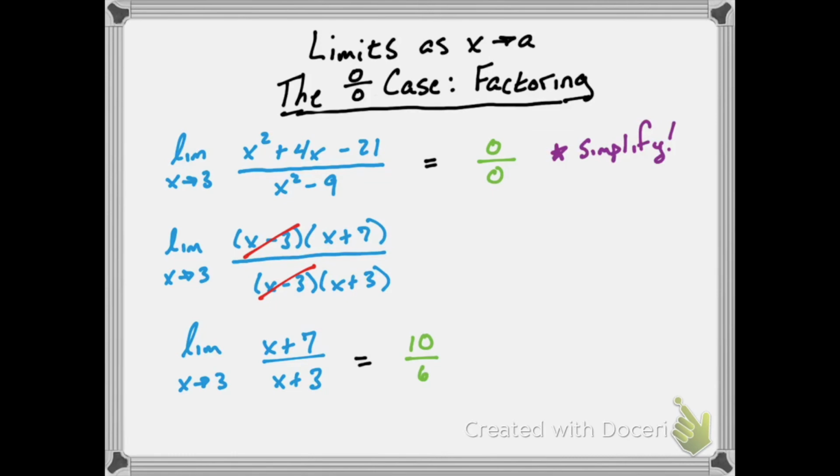Now we can attempt to plug in 3 again, and we'll see we end up, in this case, with 10 over 6, which reduces nicely to 5 over 3, and that's our limit.